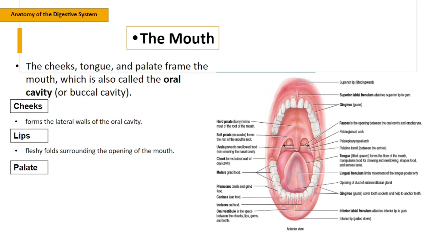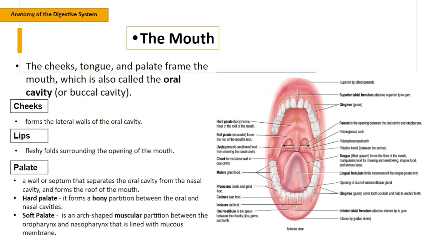And our palate. Our palate can actually be subdivided into 2. It can either be a hard palate or a soft palate. So our palate is a wall or septum that separates the oral cavity from the nasal cavity, and it forms actually the roof of our mouth. So kung ngayon titingin kayo sa salamin, makita nyo yung bibig nyo, like ngumanga kayo, tapos makikita nyo yung parang roof ng ating mouth. That is actually known as palate. Okay? It can either be a hard palate or a soft palate.